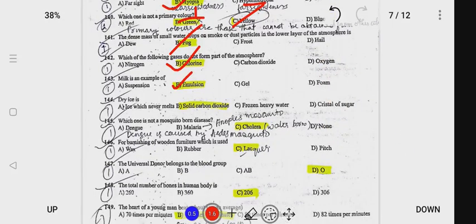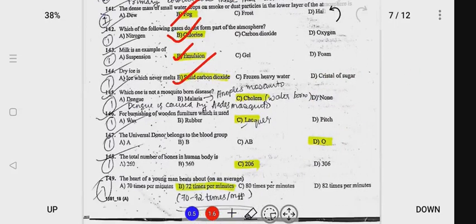Next, dry ice. Dry ice is solid carbon dioxide. What is dry ice? Dry ice is used, suppose, at a barber. If you have gone to the barber, you must have seen some ice-like solid which is used to rub on the face. So this is solid carbon dioxide.